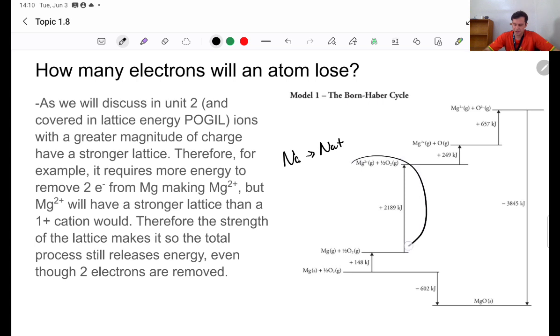What am I saying here? This means that the energy for the oxidation of magnesium is greater than it is of sodium, because magnesium is losing 2 electrons. But conversely, the amount of energy released here for magnesium is greater than sodium, because it has a magnitude of 2+, and therefore the amount of attraction to those anions in the ionic bond formation is going to be greater.